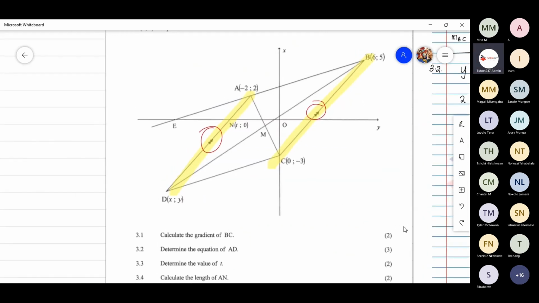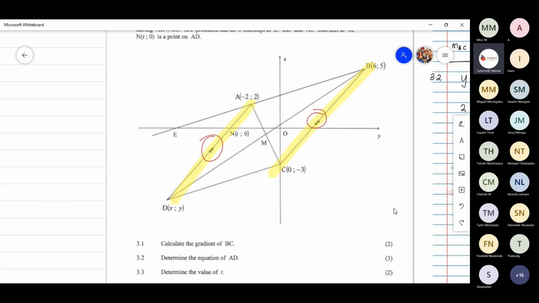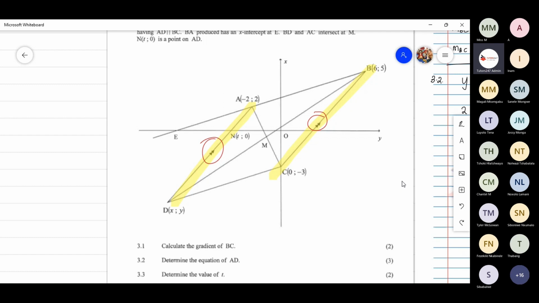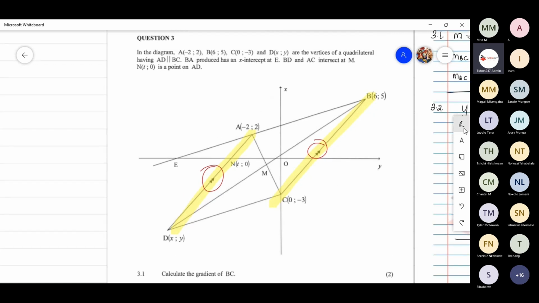Okay, so we have question 3.3 that states determine the value of t. Now, if you think back to when we first started the class, I mentioned that t is the x value of point N. So here it is if you want to have a look. We've got the coordinate N, which has coordinates (t, 0). So our value t is the x value of N. Now, how do we find the x value of N? Let us first locate N on our graph.